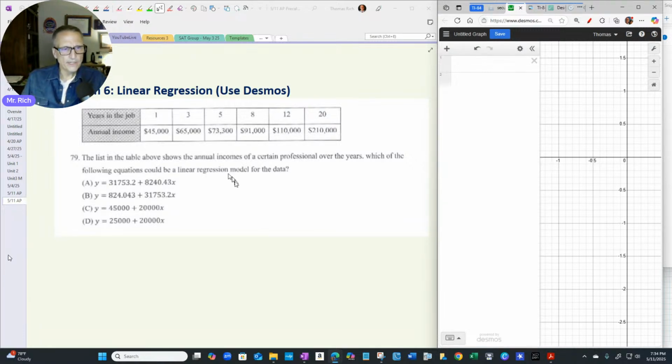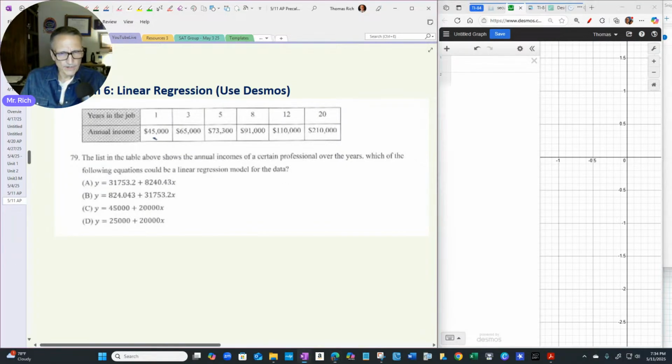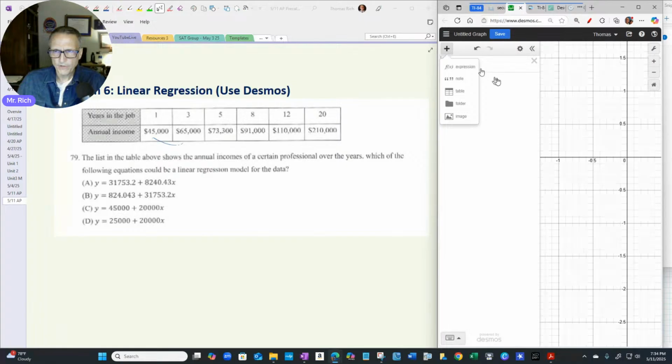This says, the list in the table above shows the annual incomes of a certain professional over the years. Which of the following equations could be a linear regression model for the data? Well, the data is increasing. I'm just not going to do too much work here. It's a calculator active problem. So what I'm going to do in Desmos is the following. I'm going to put the table in and then run the regression.